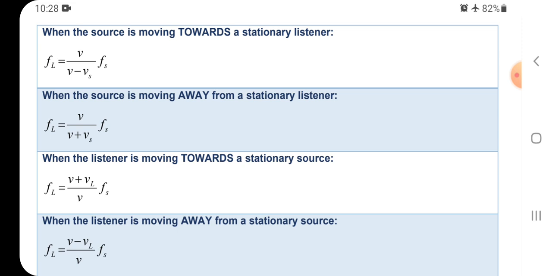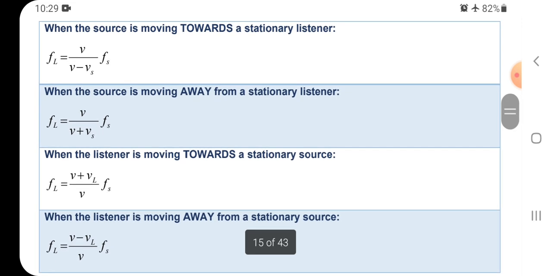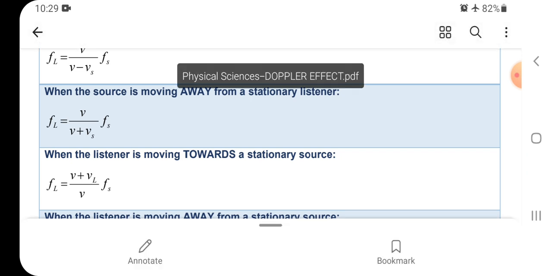That's when you use FL equals V over V minus Vs times Fs. So the first formula, you use it when the source is moving towards a stationary listener. And the second one, when the source is moving away from a stationary listener. Let's do this.